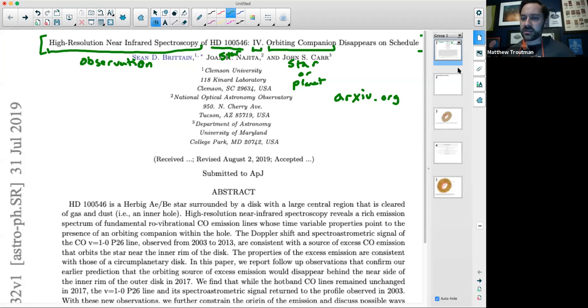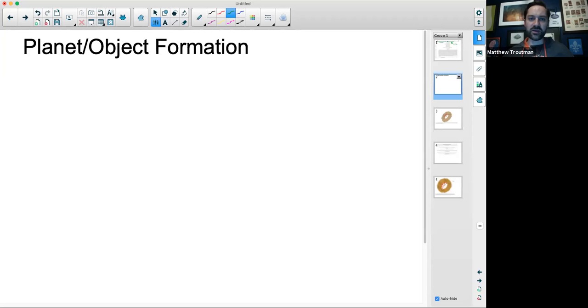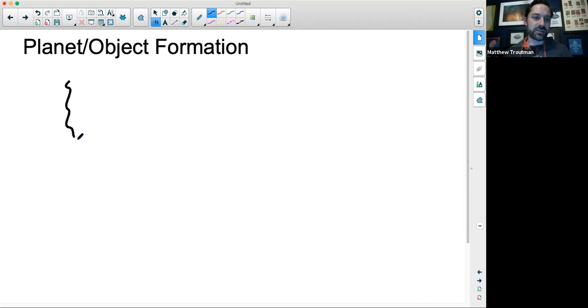To understand this more, we do have to talk about planet and object formation. For this purpose, I'm just going to talk about planet formation. That is how we form planets and what that means for this system in particular. So we start our story with a cloud of gas plus dust. It's not gas and dust, it's gas and dust. So just as a heads up there, gas and dust.